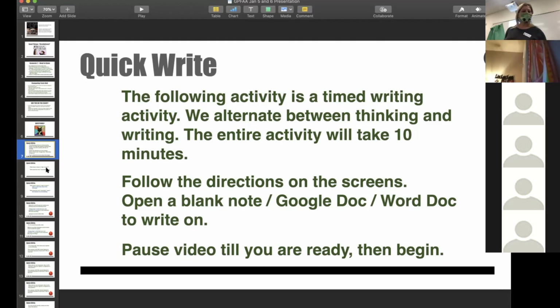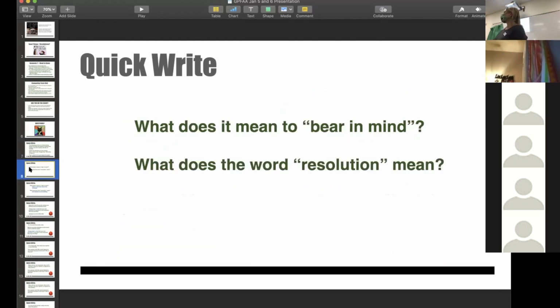So before we start though, I want to ask you, if I said to you, hey, bear in mind, we have 2 weeks till the test, what do I mean when I say bear in mind? What does that idiom mean, bear in mind? Yeah, keep it in mind, remember it, kind of same thing, right? So if someone tells you to bear in mind, they're saying, keep this in your mind, remember this, think about this, okay? And the word resolution. What is a resolution? Or what does resolution mean?